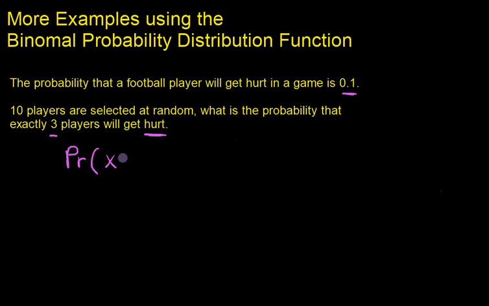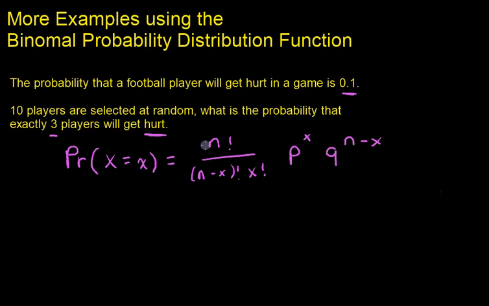We discussed this function in the previous video. So this is what the function is: n factorial over n minus x factorial times x factorial, and then p to the x, and then I'm going to write a q to the n minus x.